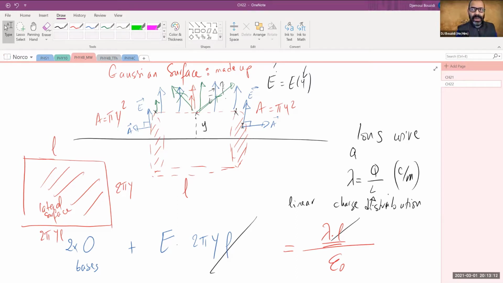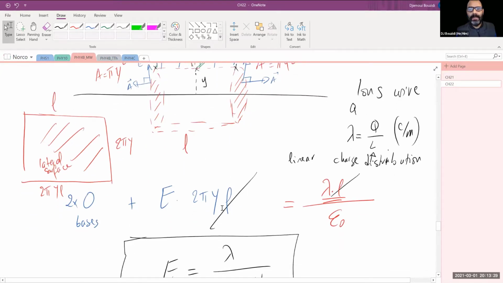So again, that is the argument of symmetry for the electric field pointing away, and then the area vector is pointing at 90 degrees away from it. So the dot product will give me 0. So the two bases will contribute nothing in this case because of the property of the dot product, and the contribution is coming from the lateral surface.